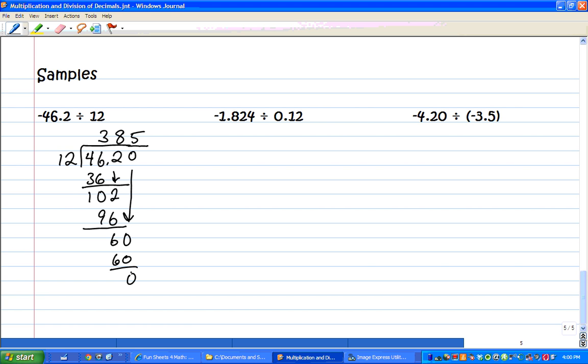And now we're done. Then, the decimal, again, goes straight up into your answer, right into the quotient. Now, you look at the signs. I have a negative and I have a positive. So my answer is going to be negative 3.85.